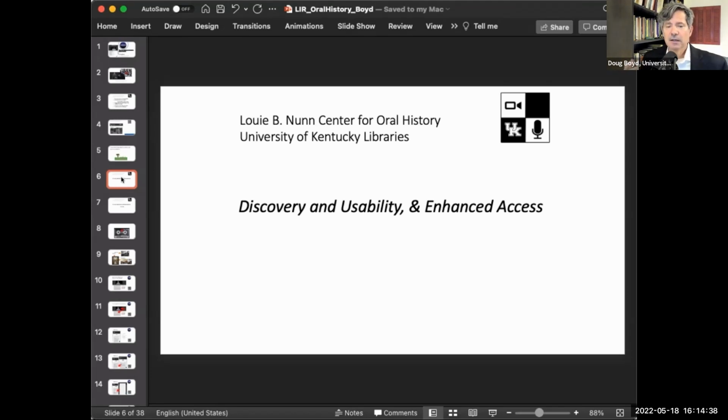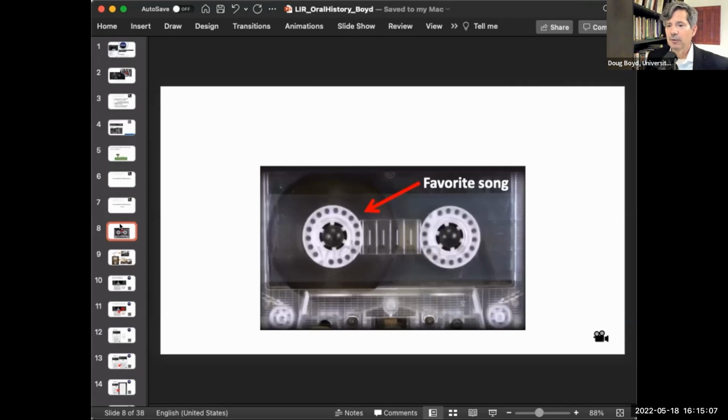And the problem with oral history back in 2008, when I came to the Nunn Center after working as an archivist for just oral history for about 8 years prior to that, was this notion of discoverability and usability. Accessing oral history online was still very much an analog experience. And by analog, I don't mean this. We were very much digitizing interviews at this point.